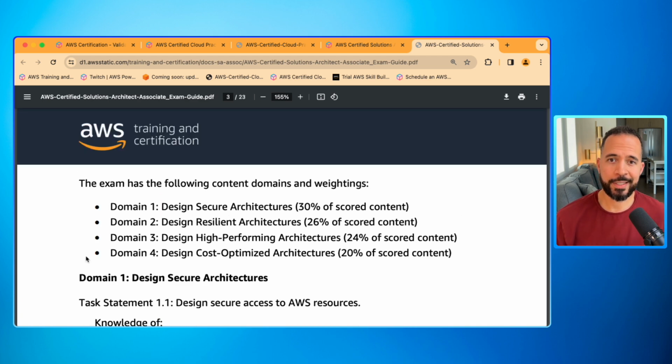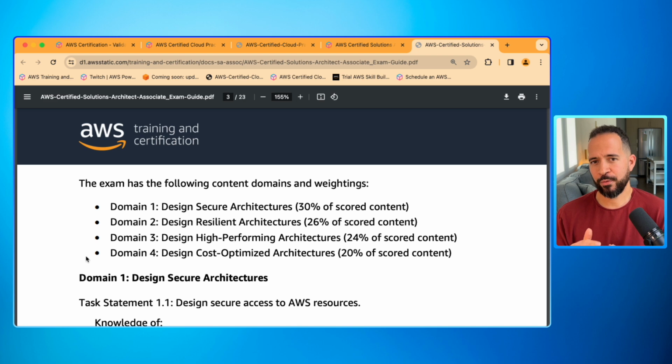Now let's take a look at these ever so important domains. There are also going to be 4 domains on this exam. However, they're going to go deeper and be more complex than the Cloud Practitioner. So domain 1 is Design Secure Architectures, worth 30% of scored content. Domain 2 is Design Resilient Architectures, worth 26% of scored content. Domain 3, Design High-Performing Architectures, worth 24% of scored content. And Domain 4, Designing Cost-Optimized Architectures, worth 20% of the exam.